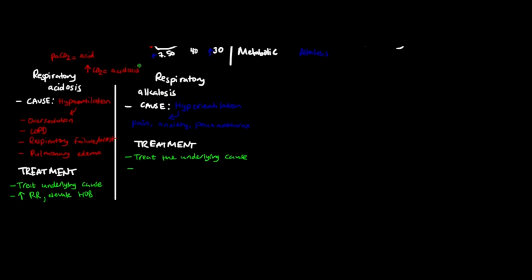Another thing we can do to help treat respiratory alkalosis is to reduce the number of respirations. And this makes sense because with respiratory alkalosis, what is causing it is hyperventilation. A person is breathing so quickly that they are blowing off a lot of carbon dioxide. And if our carbon dioxide levels are lower than normal, that puts us in a state of alkalosis.